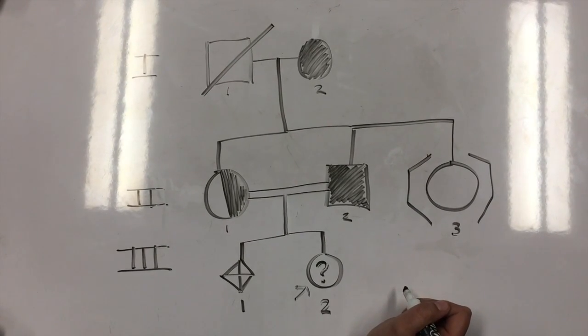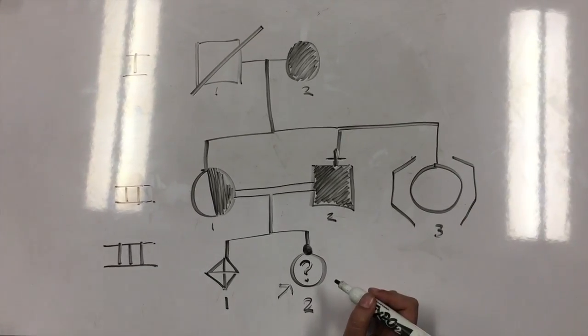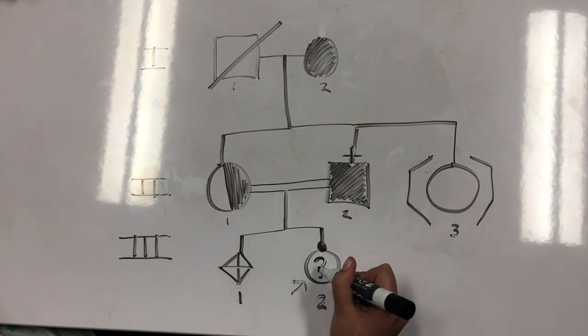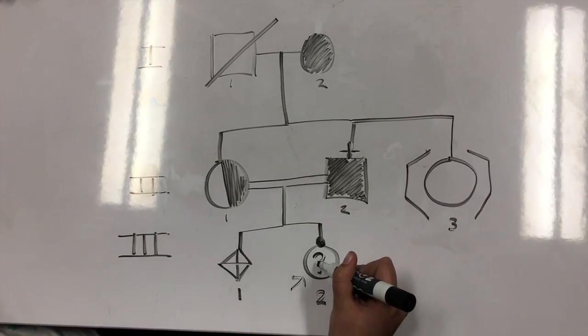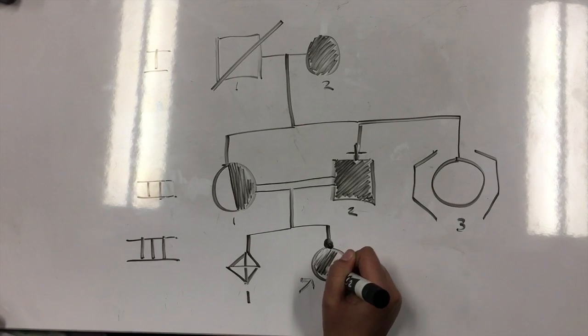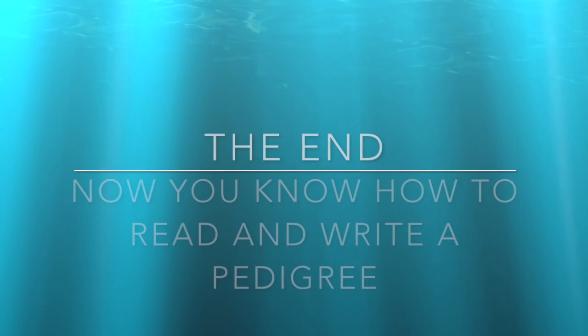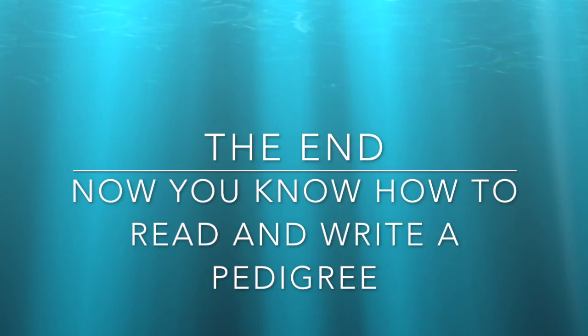Then, to further look at this, you will examine people and indicate on the pedigree who you've examined. For examined females, you put a dot above them, and for examined males, like 2-2, you put a cross above them. Then it is found they're affected, so you can complete the pedigree. And that's the end. Now you know how to read and write a pedigree.